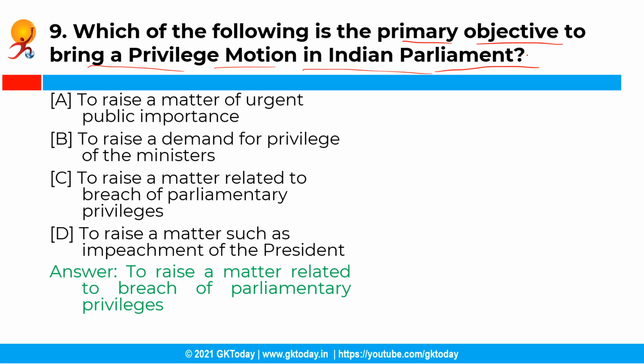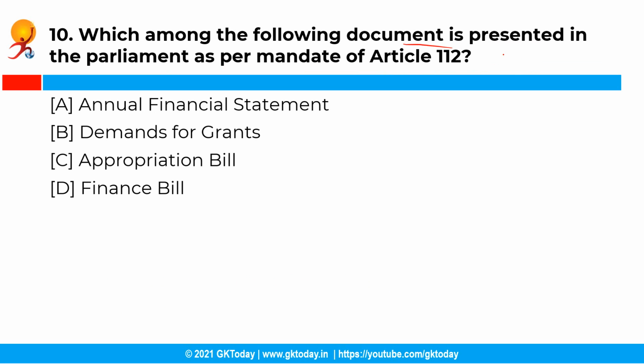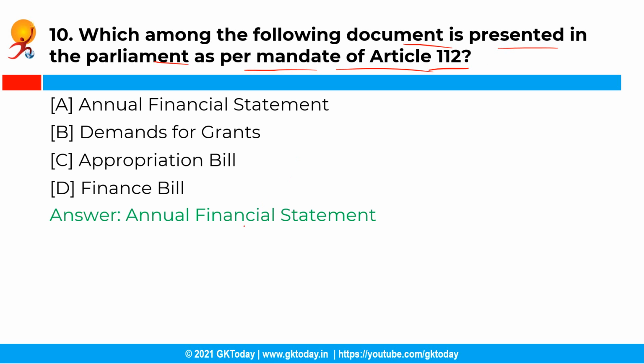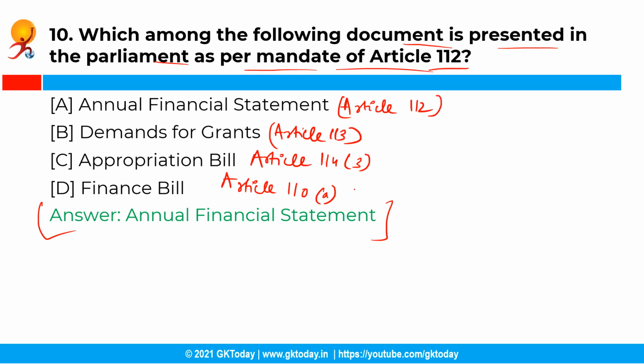And then moving ahead with the next question. Your next question is, which among the following documents is presented in the parliament as per the mandate of Article 112? So you have the following options and the correct answer is option A, that is annual financial statement. So the annual financial statement, demands for grants, appropriation bill and finance bill are presented in the parliament as per Article 112, 113, 114, 110A of the Constitution of India respectively.